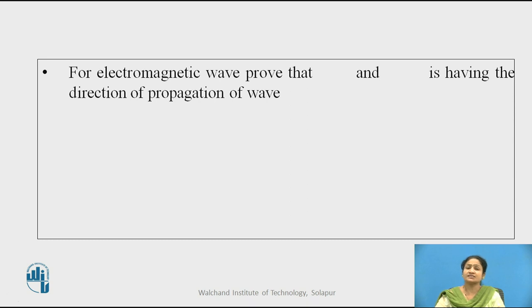Now, pause this video. Let us prove that for electromagnetic waves, E dot H bar is equal to 0 and E cross H bar has the direction of propagation of the wave. Think over this.